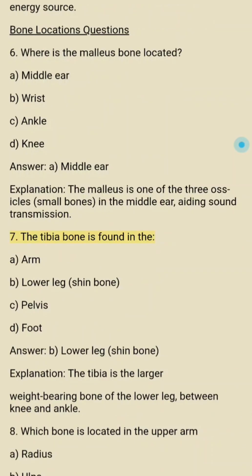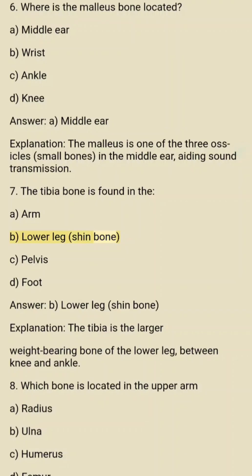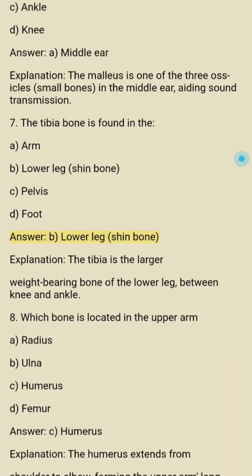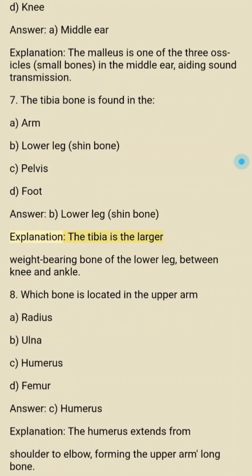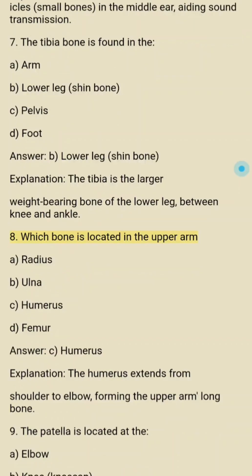7. The tibia bone is found in the A. Arm. B. Lower leg, shin bone. C. Pelvis. D. Foot. Answer. B. Lower leg, shin bone. Explanation. The tibia is the larger weight-bearing bone of the lower leg, between knee and ankle.